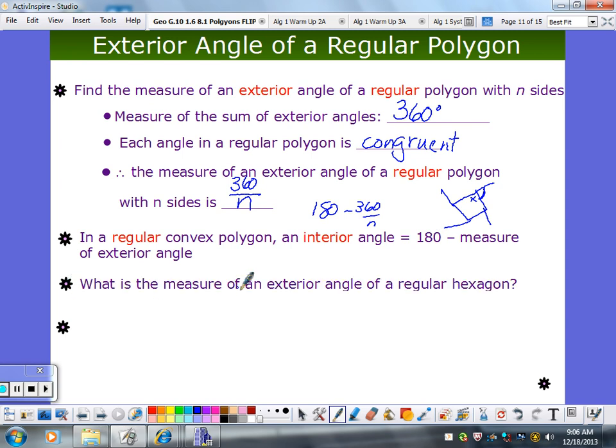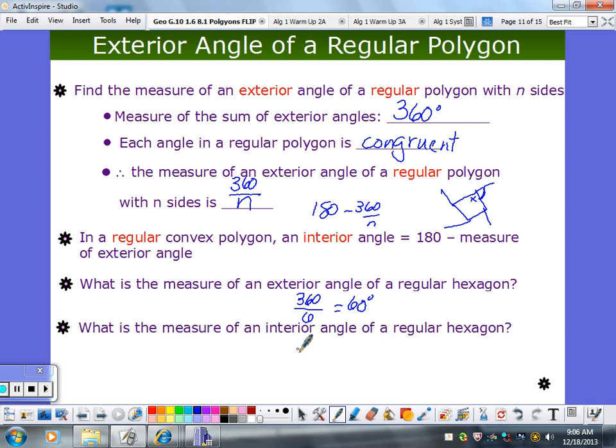So let's see. What's the measure of an exterior angle of a regular hexagon? I need to know the sum of all the exterior angles. How many sides or angles does a hexagon have? 6, right? Hex and 6 almost sound alike. 360 divided by 6? 60. So I think they're easier. What's the measure of an interior angle of a regular hexagon? Well, if 60 is an exterior angle, how do I find the interior? 180 minus 60 equals 120.